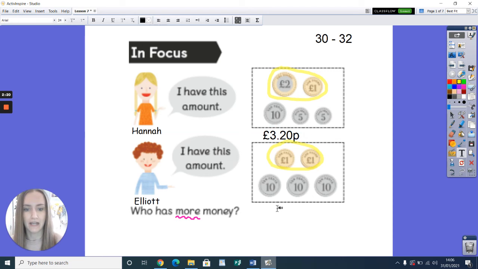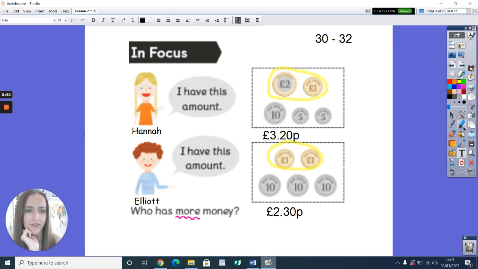Well done, right, Elliot. Elliot, easy peasy. Elliot's got £1, and another £1 is £2. And then he's got 10, 20, 30p. My turn, your turn. Elliot has got £2 and 30p. Right, so you might want to pause and tell your adult who has got more money and how do you know?